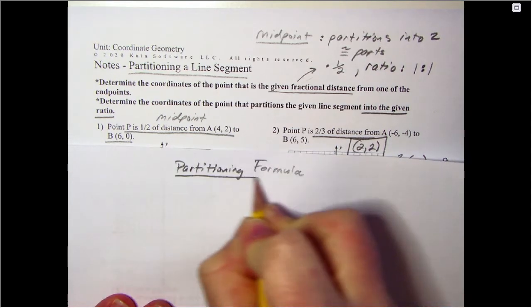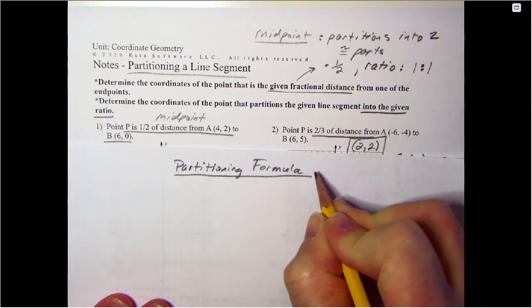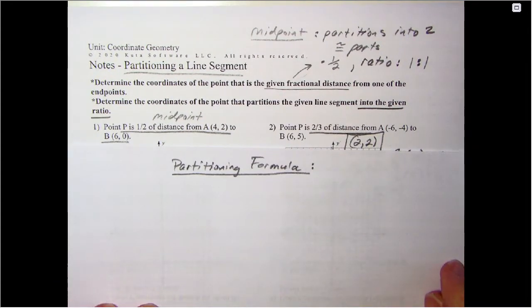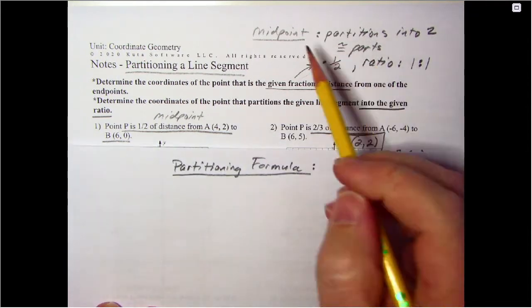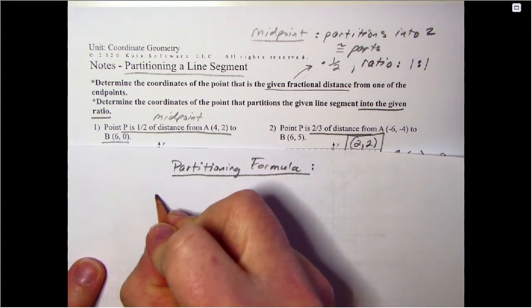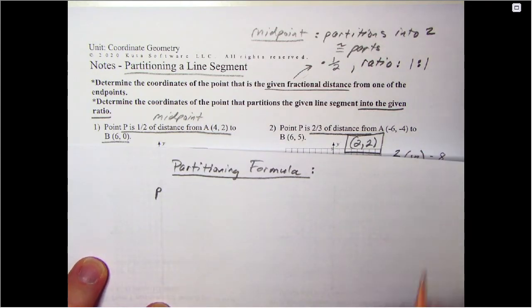Unfortunately, when we have an end of course exam at the end of the year, they don't let us bring in our own formula sheet. And this is one of these formulas that you got to memorize. So you got to know the midpoint formula. You got to know this partitioning formula. So I'm just going to generically use the letter P.